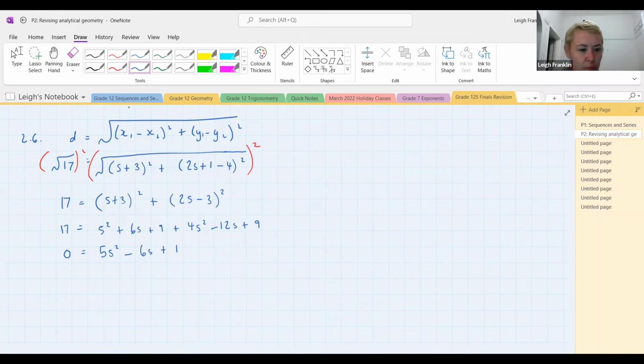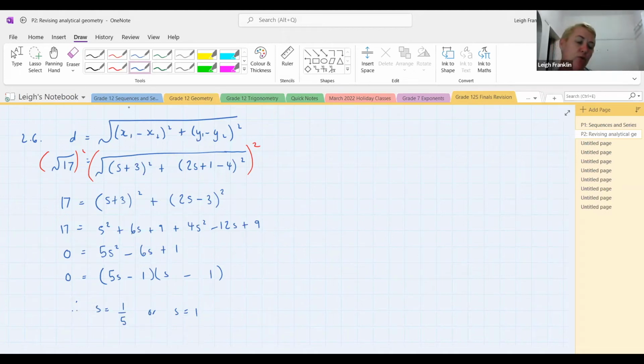Yeah, that's right. Okay, all right. And now we need to factorize. If you can't factorize, then you could use the quadratic formula here, but hopefully factorizing is not a problem. So 5s and s over here, we have to have 1 there and 1 there. And then both brackets have to be minus if there's a minus in the middle. So therefore, s is going to be equal to 1 over 5, or s is equal to 1.